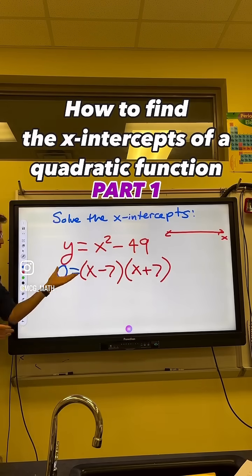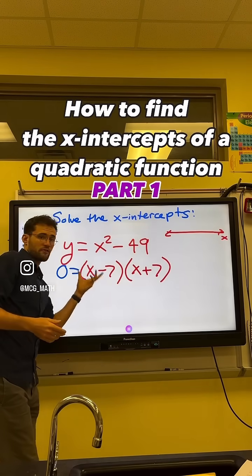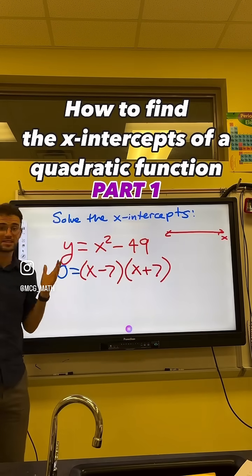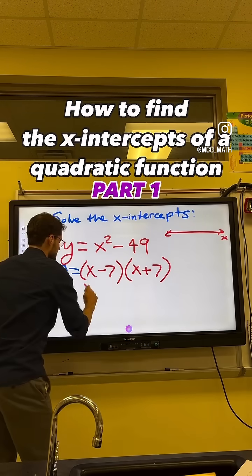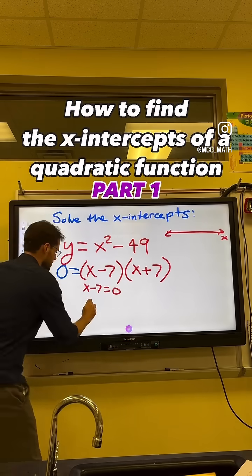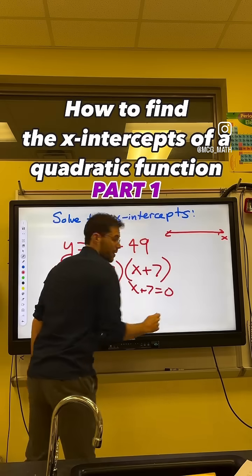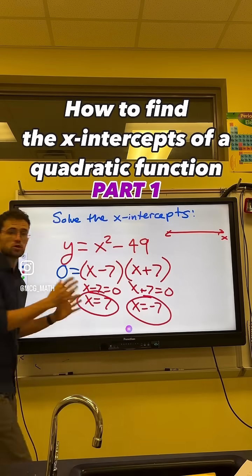Now we can solve for when this is equivalent to 0. Basically, if we have a factor times a factor equals 0, one of those factors has to be 0. The only way to multiply two numbers and get 0 is if one of the numbers is 0. So x minus 7 is 0 when x equals 7, and x plus 7 is 0 when x equals negative 7. So those are your two x-intercepts.